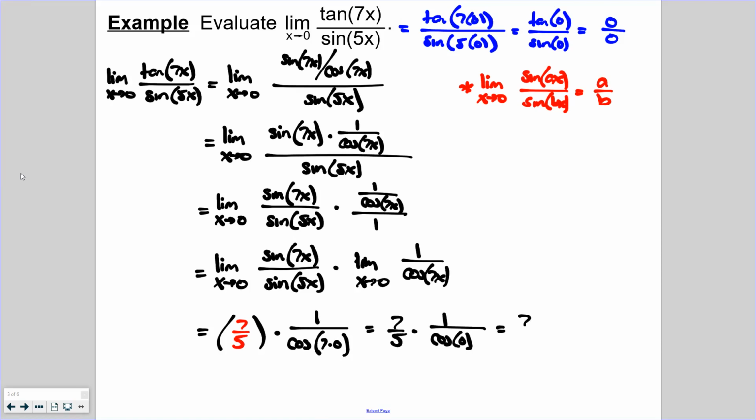And if we remember back to pre-calculus, cosine of 0 is equal to 1. And 7/5 times 1 over 1 is just going to be 7/5. So for this particular problem, we had to use our quotient identity as well as one of our identities for limits of trig functions here. So it's all about combining the tools that we have in order to get an answer.